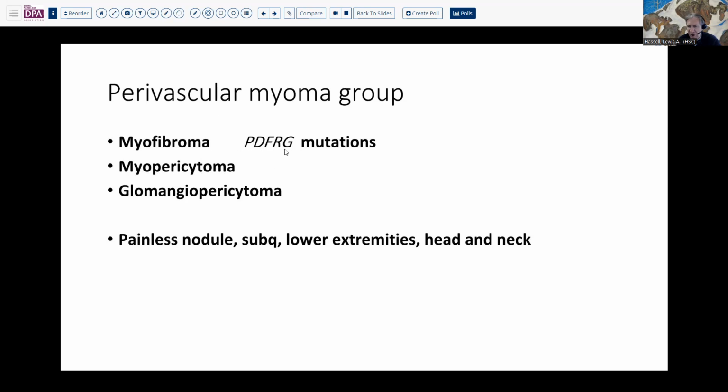All of these lesions are probably part of the same spectrum of disease and tend to have in common these PDGFRB mutations. These are painless in contrast to leiomyomas or angiomas, which are usually painful subcutaneous lesions. And they occur in the same distribution in the lower extremities, subcutaneous, and occasionally in the head and neck.